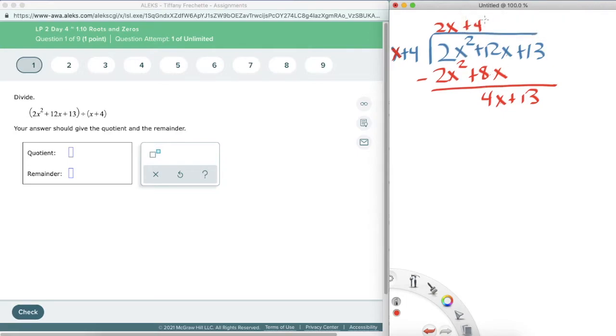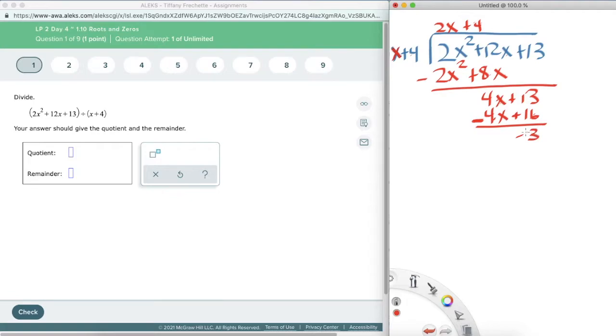So 4 times x is 4x, and 4 times 4 is 16. And I'm going to subtract. So 13 minus 16, and remember, I know it says plus here, it's a positive 16, but I'm subtracting these like I would in regular division. So 13 minus 16 is negative 3. 4x minus 4x cancels out again, which is what we wanted to happen. So now we've gotten down to negative 3.